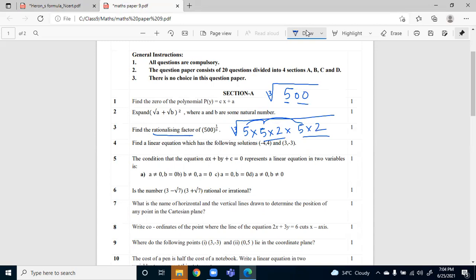What should I multiply in this? So I should multiply it with 2 to the power 1 by 3. If I multiply it by 2 to the power 1 by 3, then this will go inside. So it will get rationalized, and I will be getting 10. So what is the rationalizing factor here? The rationalizing factor is 2 to the power 1 by 3.